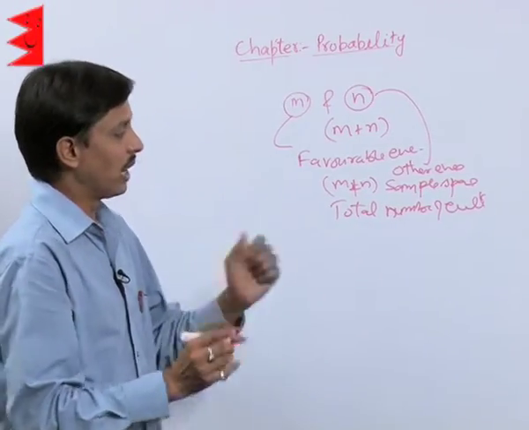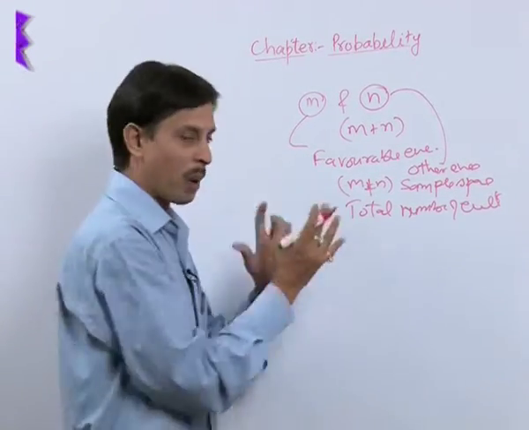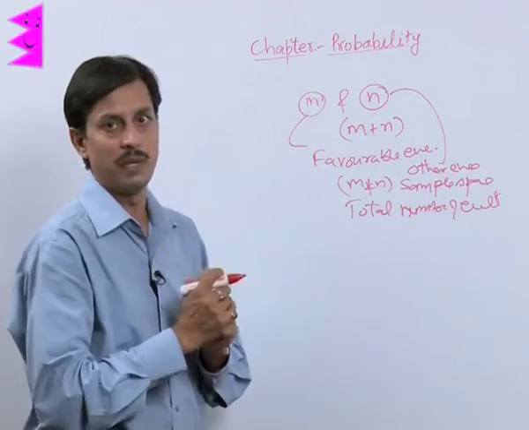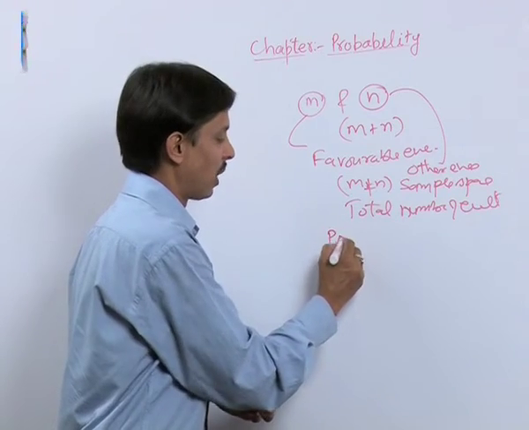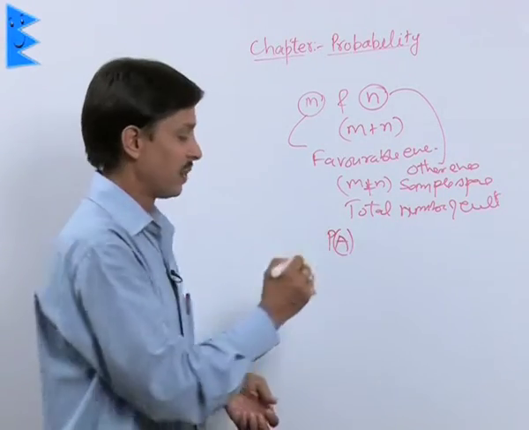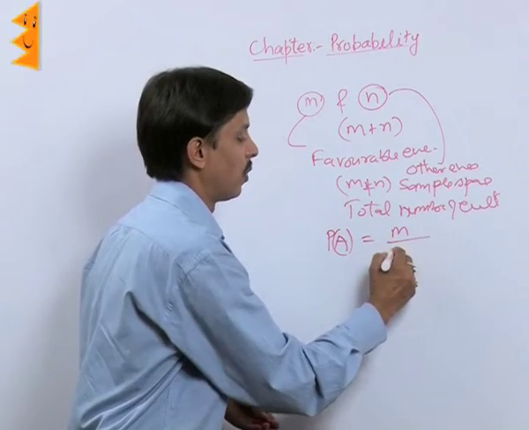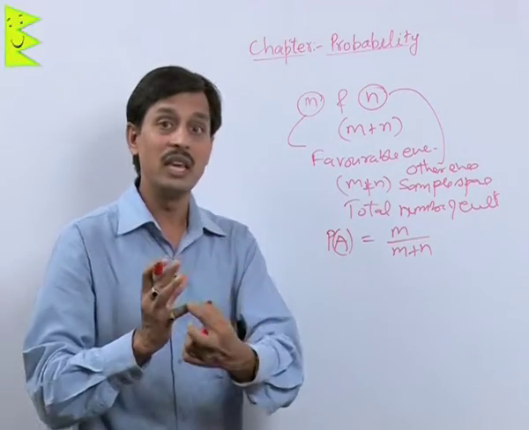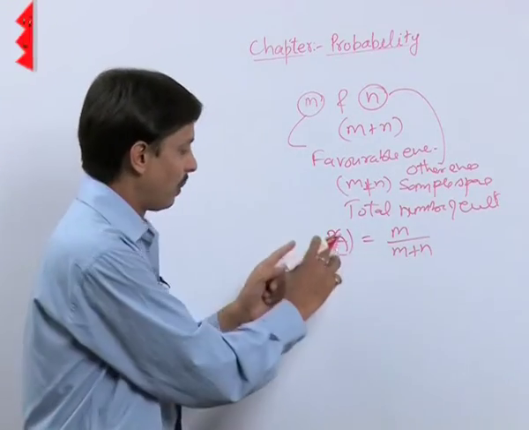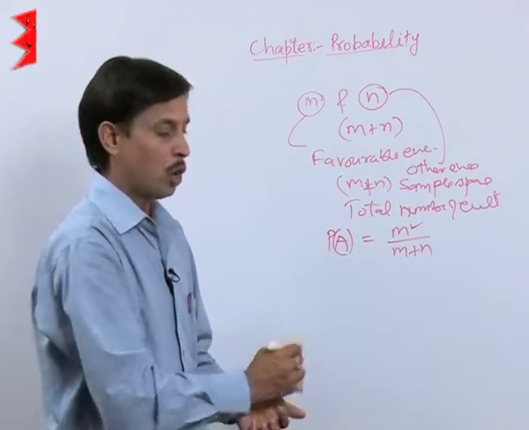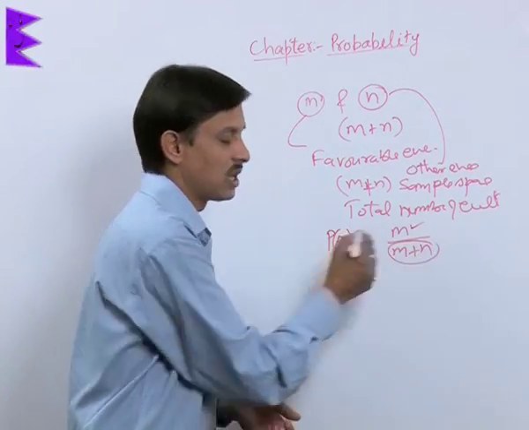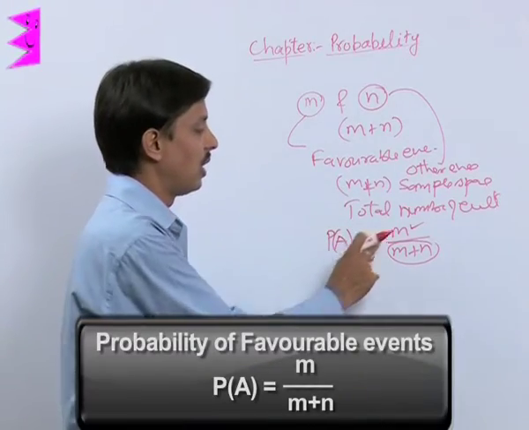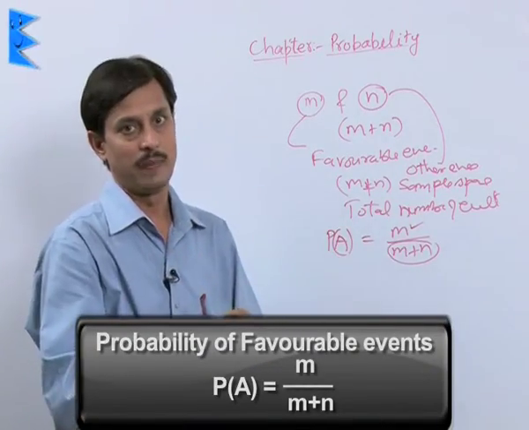Suppose I want to calculate the probability under the situation when m events favor me. So the probability of happening of any event A is m upon m plus n. Let us suppose A is the name of the event. Favorable chances are m. Total chances, that is the sample space, is m plus n. Then the probability is P of A equals m upon m plus n.